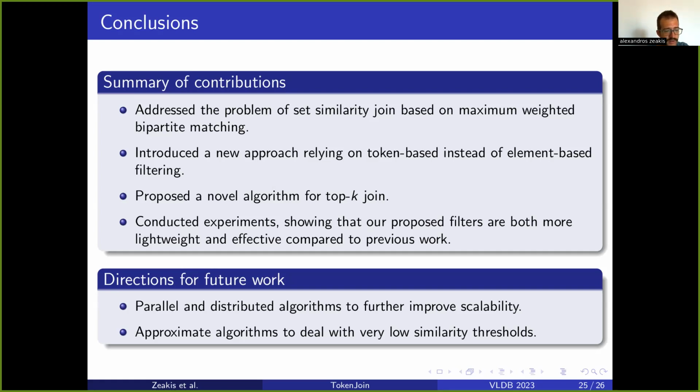And regarding the future, we're examining ways to make our algorithms work in parallel and in distributed environments, as we also want to design approximate algorithms to deal with very low similarity thresholds.